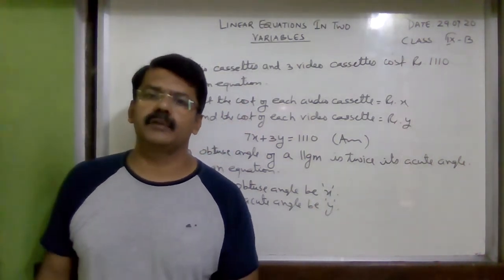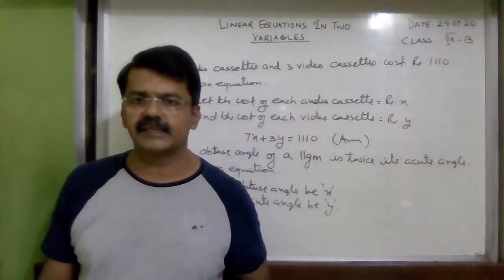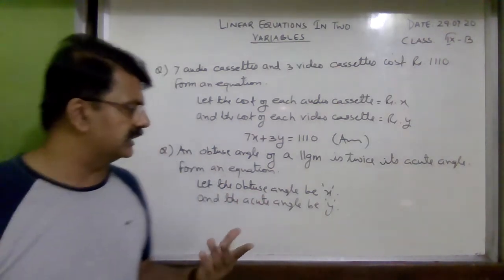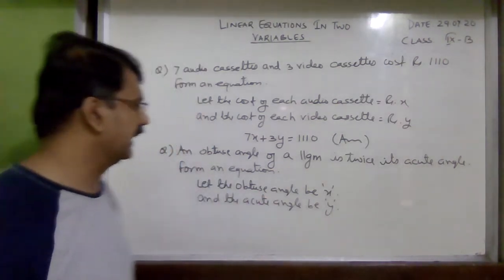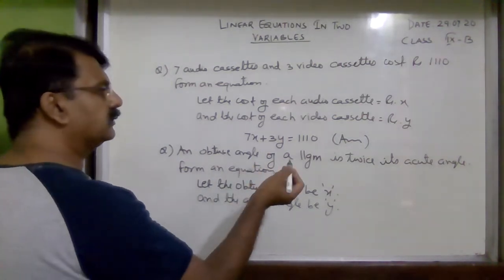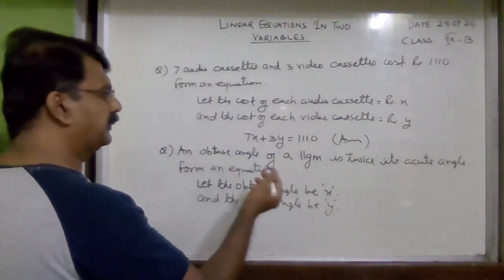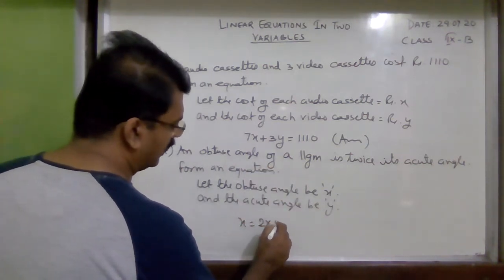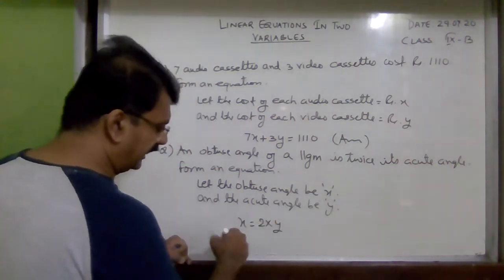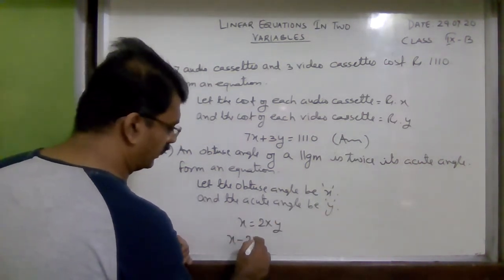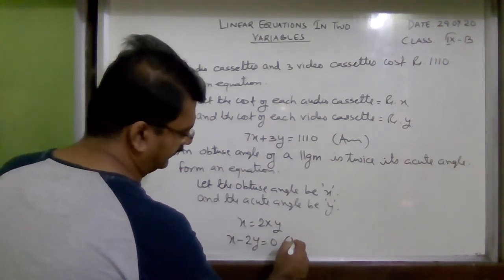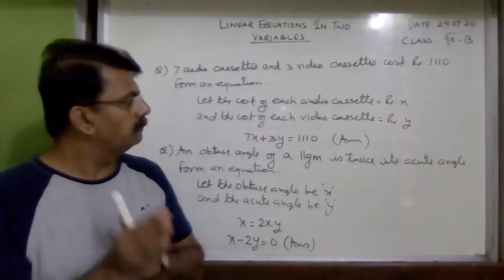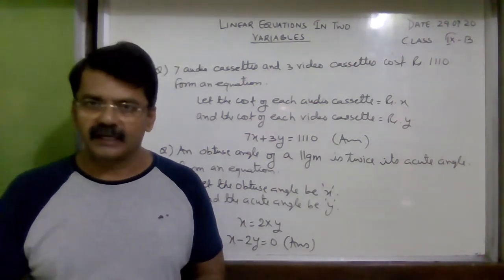In a parallelogram, out of the two adjacent angles, one is acute and the other is obtuse. So we have assumed that the obtuse angle is x and the acute angle is y. Now, according to the question, the obtuse angle is twice its acute angle, means x is equal to 2 times y. If you bring that 2y to this side, it will be x minus 2y is equal to 0, and that is your answer. That is the linear equation. Clear?